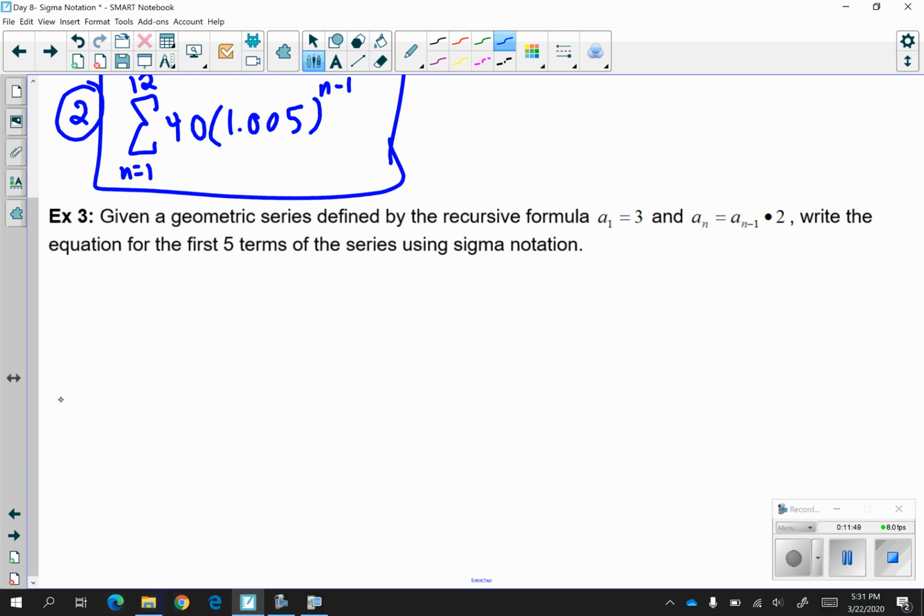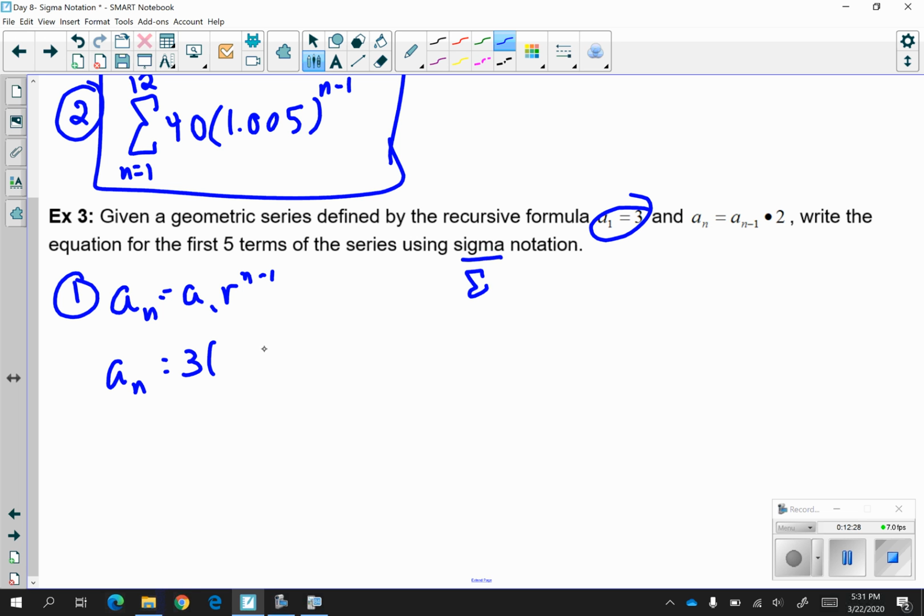For the next one, we're given a geometric series defined by the recursive formula. They want you to write the equation for the first 5 terms of the series using sigma notation. Now, the problem with this is that they gave you recursive, right? In order to use sigma notation, you need the explicit. So we need to convert first. First up, because we know it's geometric, we want a sub n equals a sub 1 r to the n minus 1. Now, you don't have to remember it, but after writing it so many times, you just might. It's telling us our first term right here is 3. And if you look at the pattern, we are multiplying by 2, so that's your r.